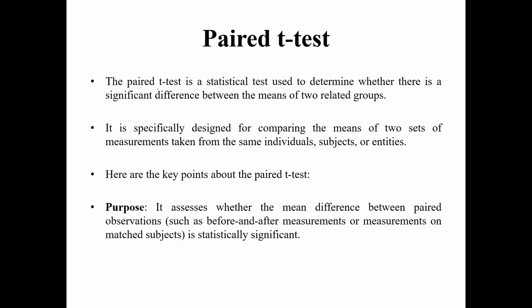As we know, the paired test is a statistical test used to determine whether there is a significant difference between the means of two related groups. This is important. We need to understand. Related groups means the subject is common before and after measurements. It is specifically designed for comparing the means of two sets of measurements taken from, as I said, the same individuals, subjects or entities.